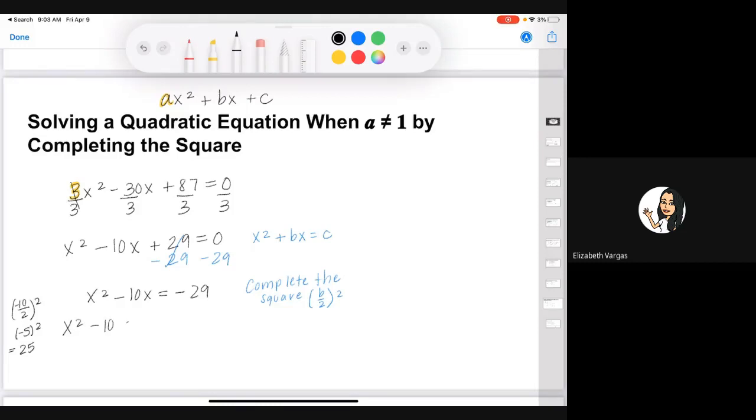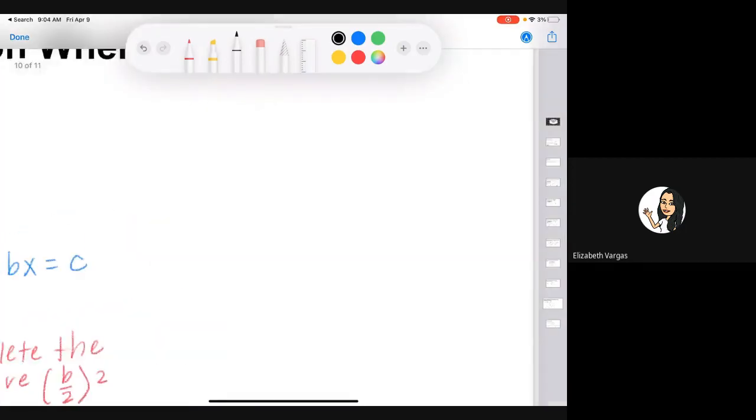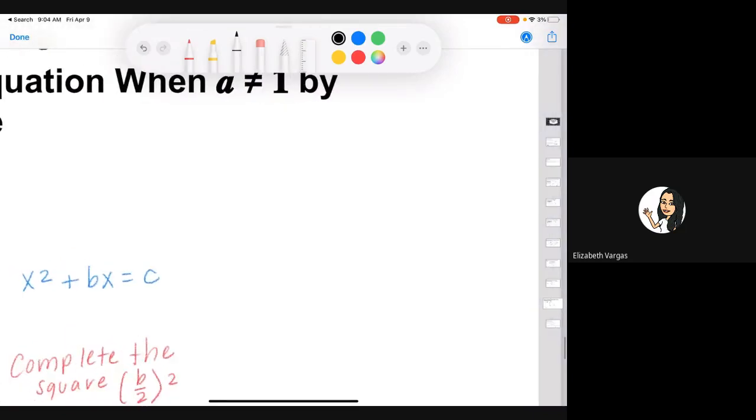x squared, and I'll color coordinate so it's easier for us to see. Okay, so add 25 to both sides. This will allow me to get a completed square that I can then factor. So negative 29 plus 25 equals negative 4. Okay, so now I have an equation. I'll write the equation here: x squared minus 10x plus 25 equals negative 4.